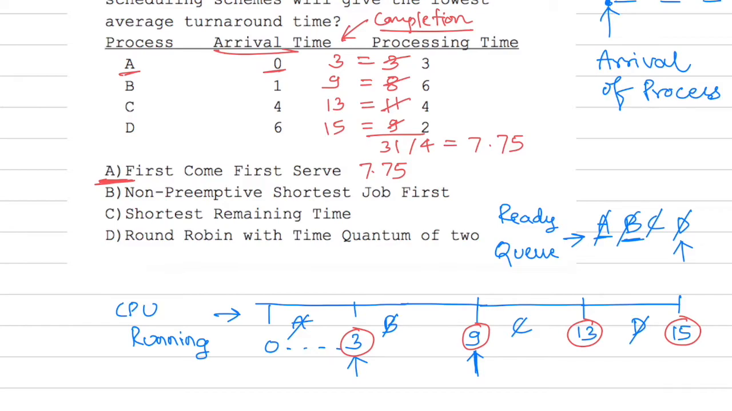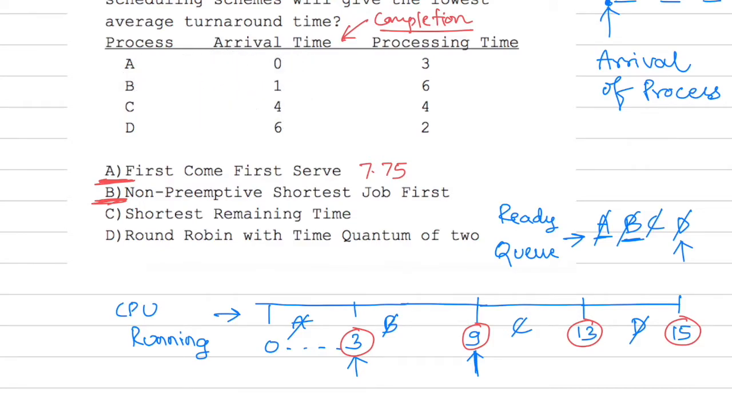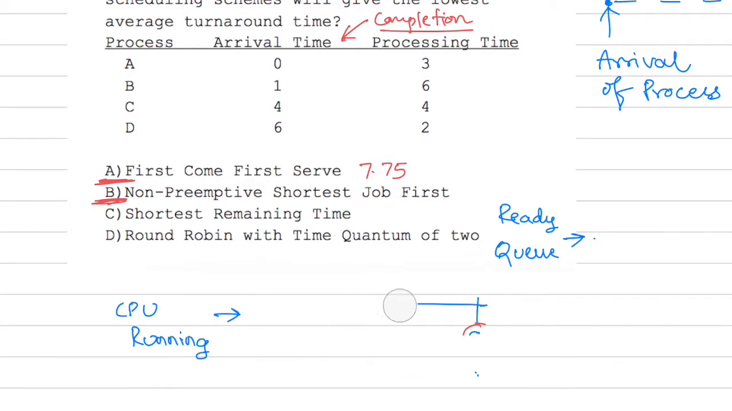Now next we will go with option B, which is non-preemptive shortest job first. So again, let's clean this up because we will need this for the next algorithm. So the ready queue is gone and our CPU running is also clear.